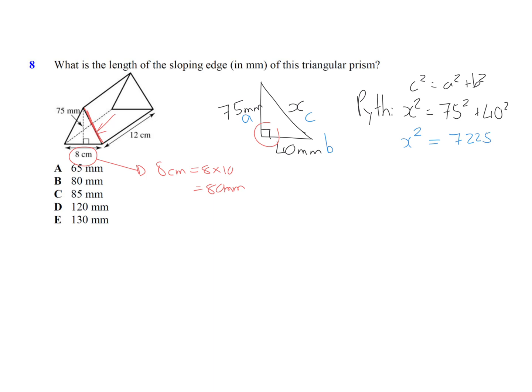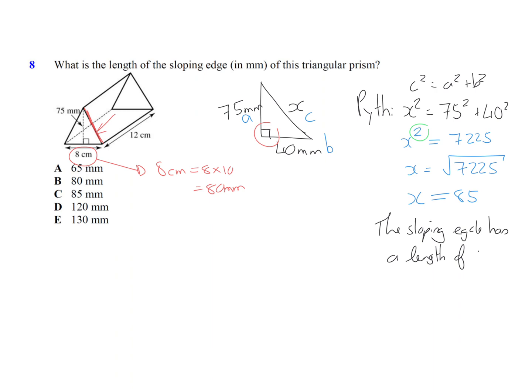x squared will give you 7,225. The next step, you need to backtrack the square, so you take a square root. So x is the square root of 7,225. That works out to be precisely 85. So that means that the sloping edge has a length of 85 millimeters, and that matches option C, and that is it. Thank you.